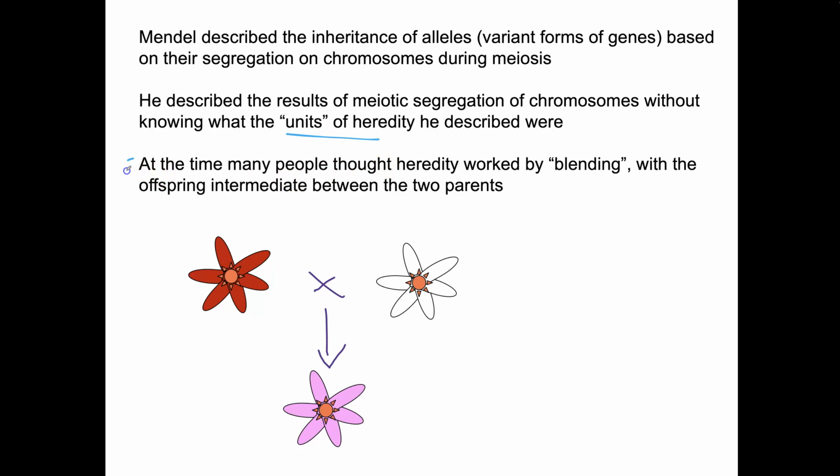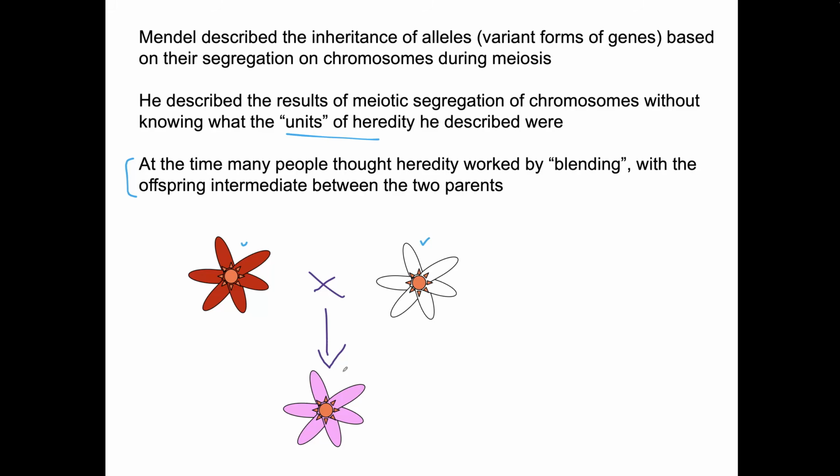And at the time, a lot of the way people thought about heredity was that it works somehow by blending. So you've got two different parents that have two different phenotypes, and the offspring that are produced are somehow intermediate between them. The red of the flower petals and the white of the flower petals blend somehow to produce the pink. And there are definitely cases of what looks like blending inheritance. You often may have a very tall parent and a very short parent, and the kids they have are somewhere in between.